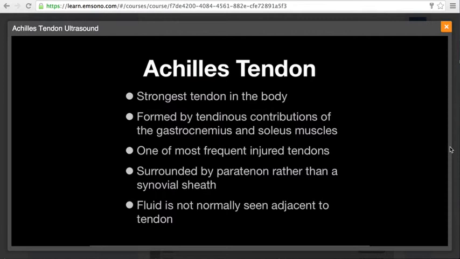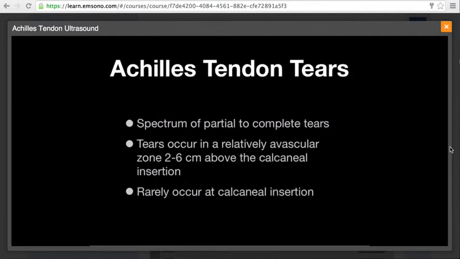Looking specifically at the Achilles tendon, it's the strongest tendon in the body, and it's formed by tendinous contributions of both the gastroc and soleus muscles. It's one of the most frequently injured tendons, and it's surrounded by a peritenon rather than a synovial sheath. Therefore, fluid is not normally seen adjacent to the tendon.